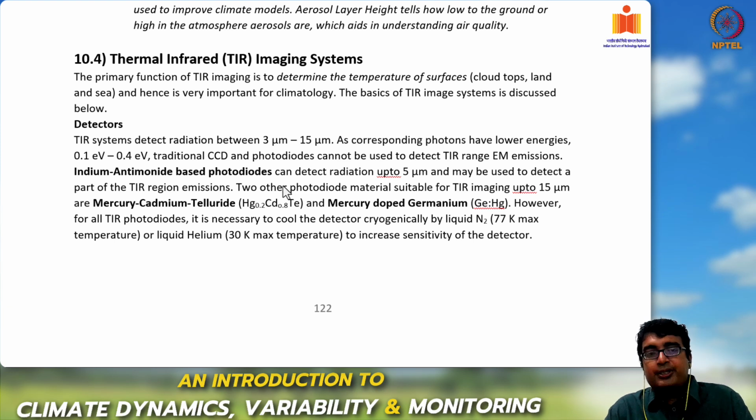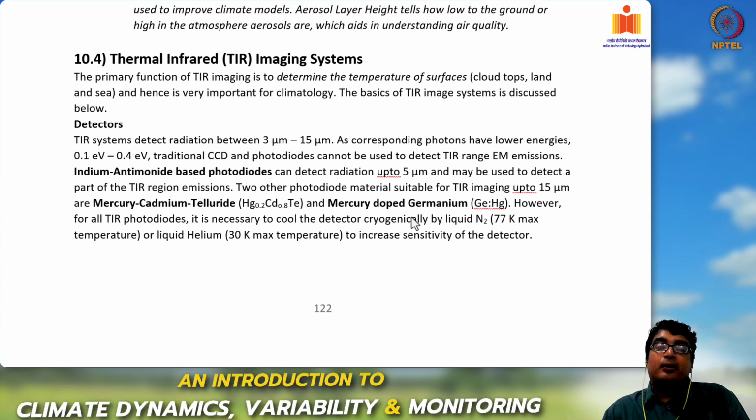And the corresponding photons therefore have lower energies than the photons in the visible and the near infrared regions. The photonic energies are 0.1 electron volts to 0.4 electron volts, which means the traditional CCD and photodiodes cannot detect the TIR range electromagnetic emissions. We have seen that the traditional photodiodes and CCDs can go up to 3 micrometers maximum. So here specialized types of photodiodes are used, including a few like indium antimonide based photodiodes.